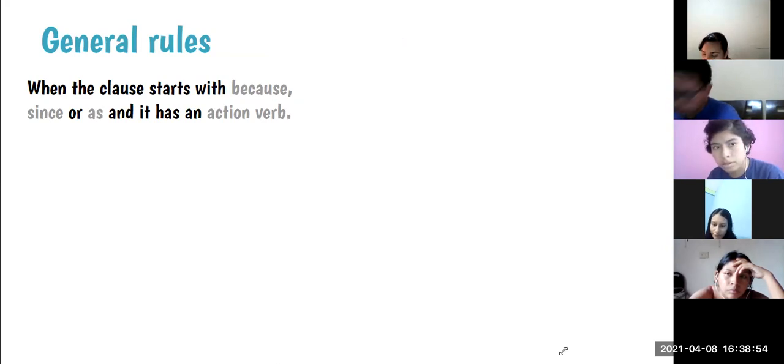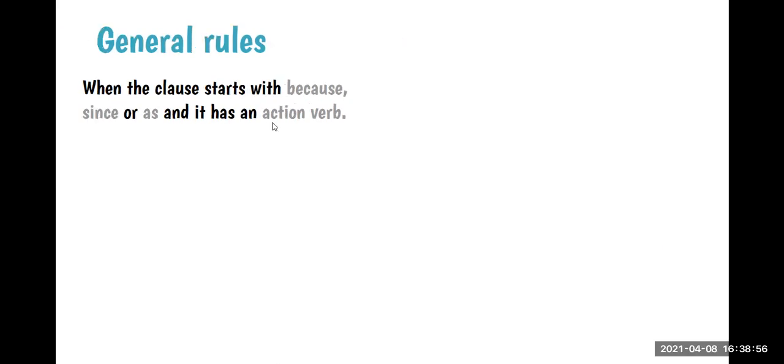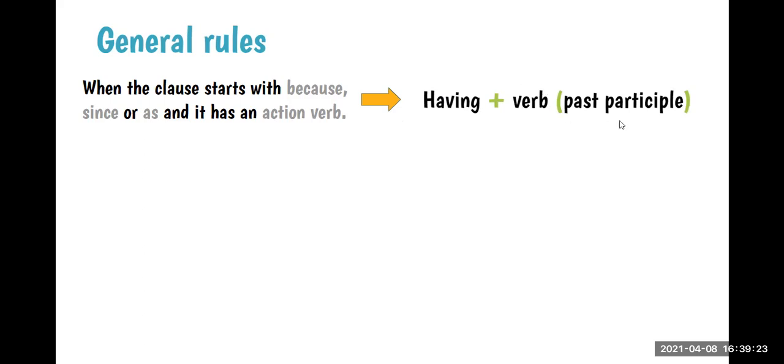Do you remember? Do you have it in your book? We have to use the auxiliary have and the verb in a participle way. Yes, very good. So when we have the clauses with because, since, and as, and we have an action verb, remember that we have to use the verb have with the ing form and the past participle form of the verb. So the perfect participle, right?